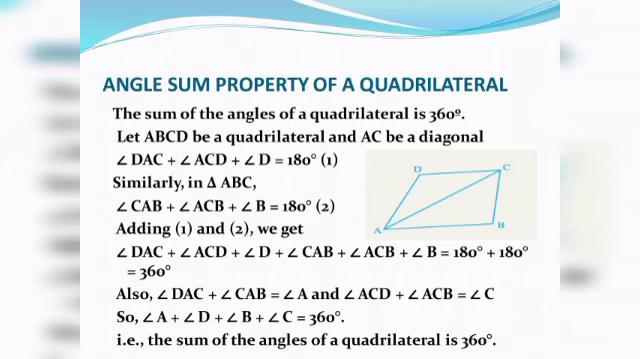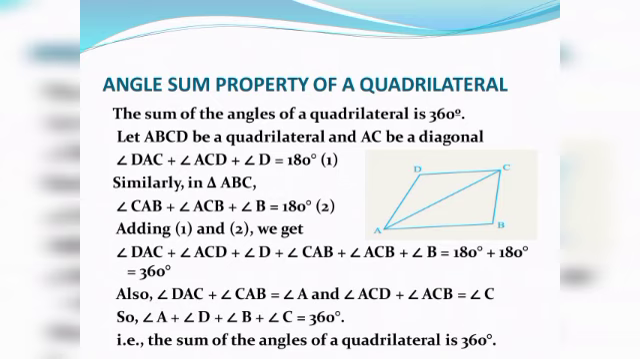You know that angle DAC plus angle ACD plus angle D is equal to 180 degrees. Put it as equation 1. Similarly, in triangle ABC, angle CAB plus angle ACB plus angle B is equal to 180 degrees. Put it as equation 2. By adding equations 1 and 2, we get angle DAC plus angle ACD plus angle D plus angle CAB plus angle ACB plus angle B is equal to 180 degrees plus 180 degrees, that is equal to 360 degrees.